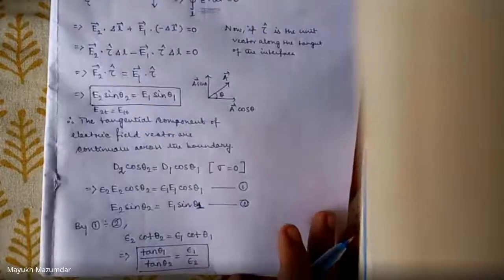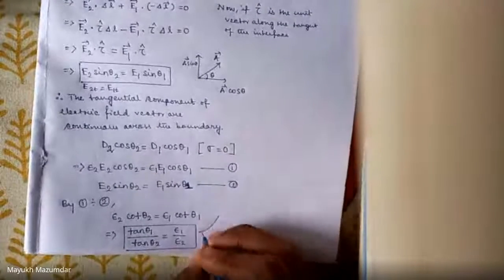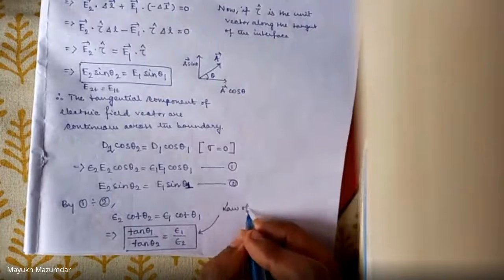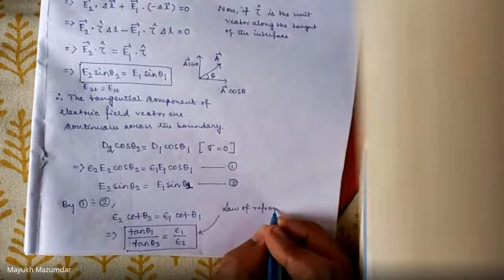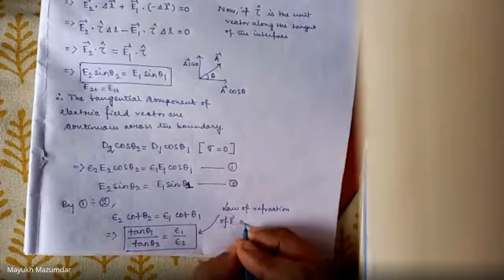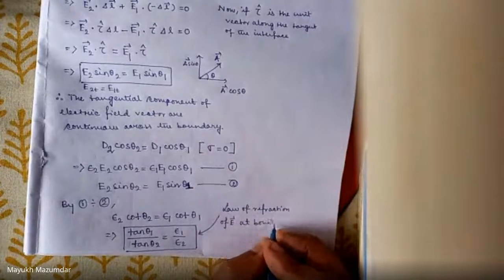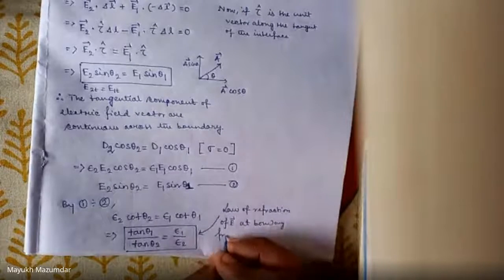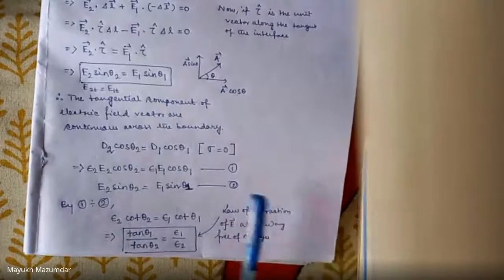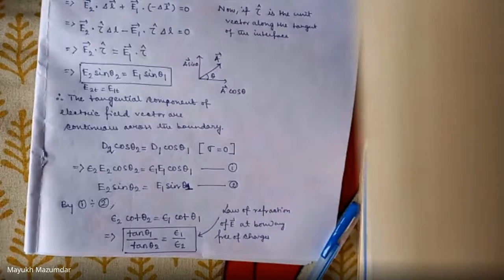When sigma is 0, no surface charge density is there. This is called the law of reflection of electric field at a boundary free of charges. Okay, so see, we got another result.